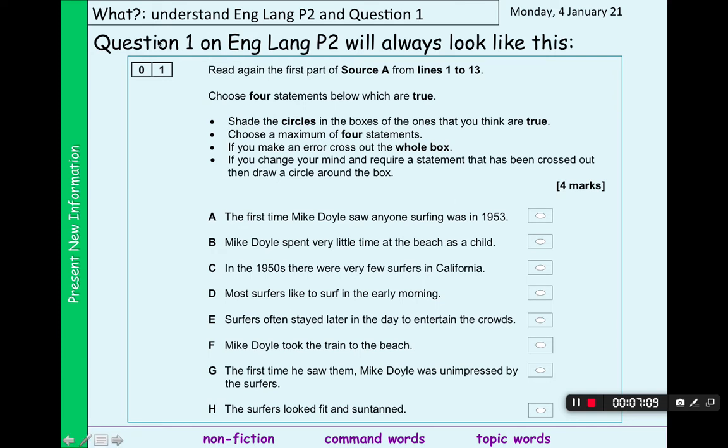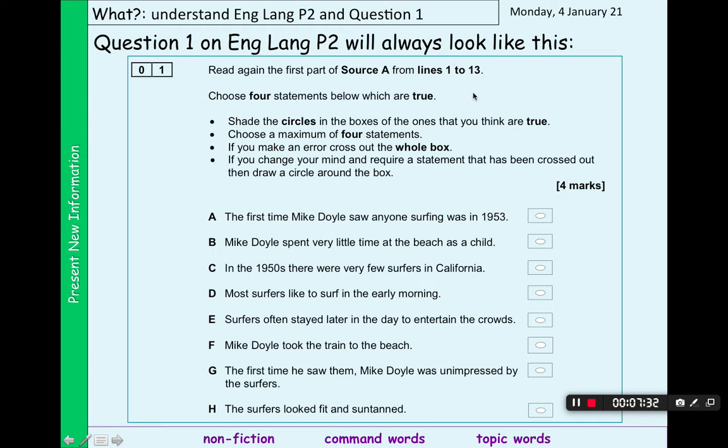So today, besides just talking about what English language paper 2 is, and section A is what we're looking at this term, I also wanted to go over question 1. Question 1 on English language paper 2 will always look like this. And it's the easiest question on the paper, and it's always worth 4 marks. So it's a true-false question, which everybody likes, because you don't have to write anything of your own.